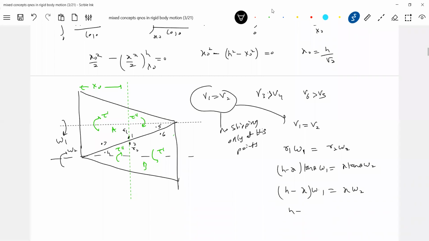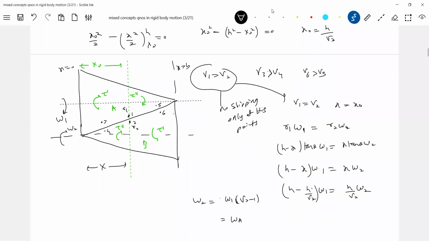Where V1 equals V2 when X equals X naught. And what is X? This is X equals 0. This line is X equal to H. So what is this distance? It is what we assumed as X. So put that X naught here. So X is equal to H by root 2. Solve it. You'll get omega 2 is equal to omega 1 into root 2 minus 1. And what is omega 1? Omega A. And what is omega 2? Omega B.